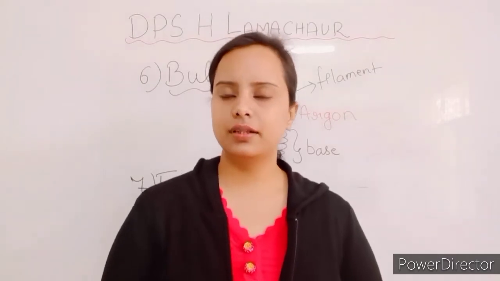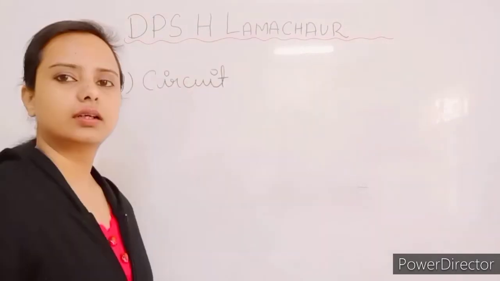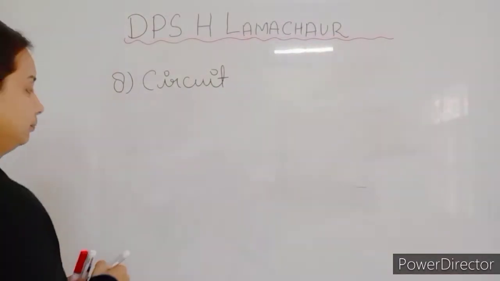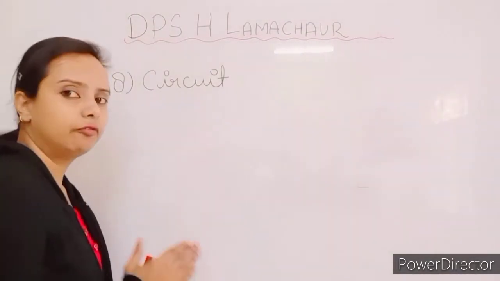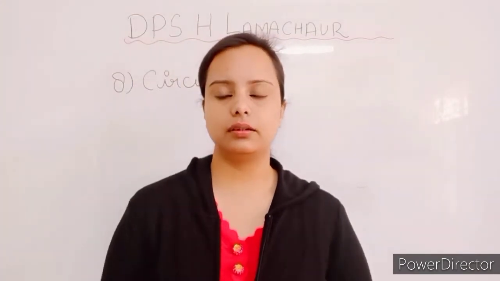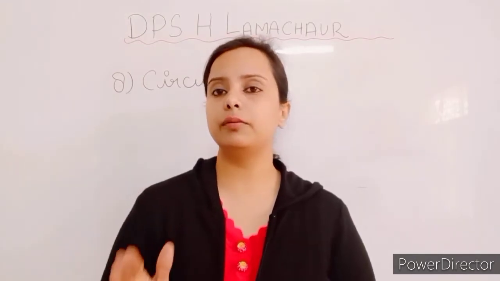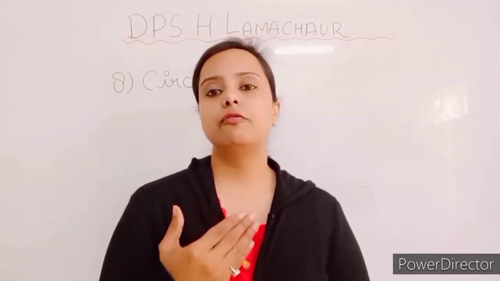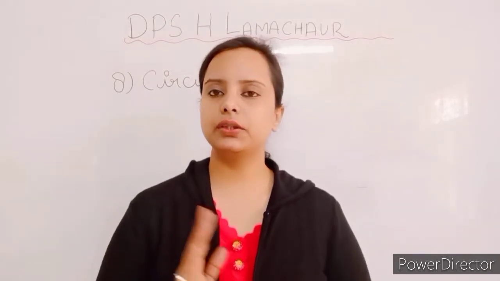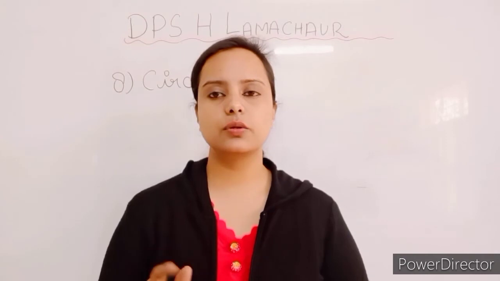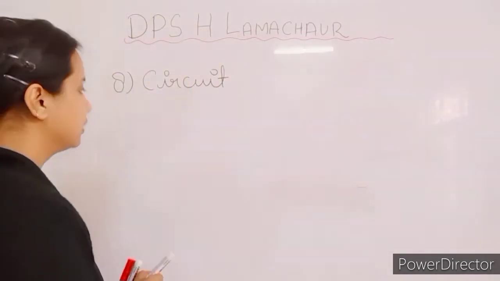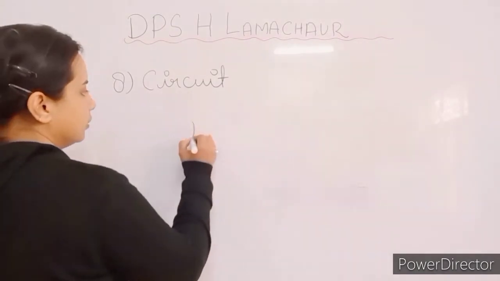let's understand about the circuits. Now students, what are circuits? When electric current flows from one terminal and comes back to the another terminal, and from that terminal again it is flowing. Okay, so this complete flow, complete rotation of an electric current is known as a circuit. Okay, for example, here I am making a circuit.